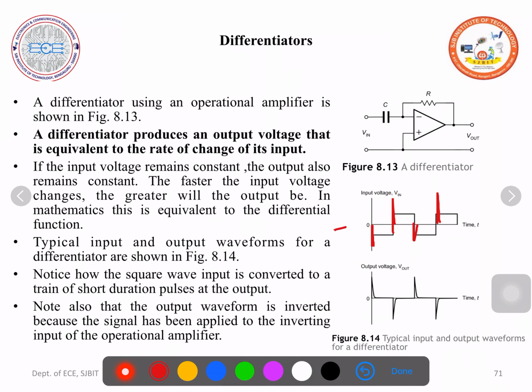But this input is applied to the inverting terminal, so the output here is, here we had written a negative pulse, but here a positive going pulse. Here we have written a positive pulse, but a negative pulse, because it gets inverted. Here I have written negative, but actually you will get positive pulse. Here I have written positive, so you will get negative pulse. A train of pulses you will get. Notice how the square wave input is converted to a train of short duration pulses at the output. So you should remember, the output is inverted. I hope you have understood.